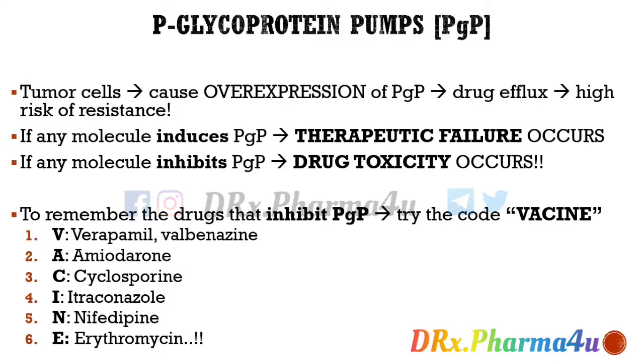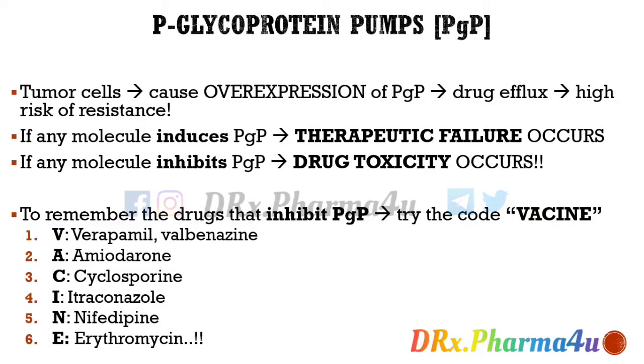To remember the name of the drugs that inhibit P-glycoprotein, try the code vaccine. So vaccine actually C is double C, but here I have used only a single C. You can just remember it that way. V stands for verapamil. Verapamil is actually a calcium channel blocker. And V also stands for valbenazine. Valbenazine is actually a VMAT type 2 inhibitor, vesicular monoamine transport type 2 inhibitor. This is actually used in the treatment of Huntington's disease.